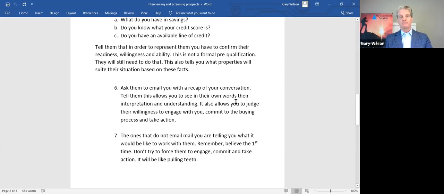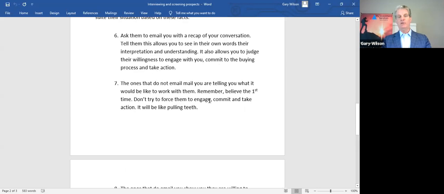So in any case, if they don't email you back, if you want to, you can try to keep the relationship going, but chances are they're actually showing you with their behavior what it's going to be like working with them in the field. One of my old doctors had a saying: believe them the first time. They're showing you with their behavior, okay? You could try, but it's going to be like pulling teeth. The ones that email you back right away, you got yourself a winner.